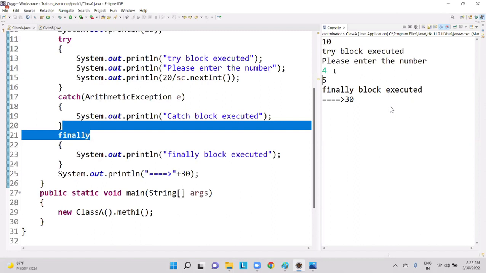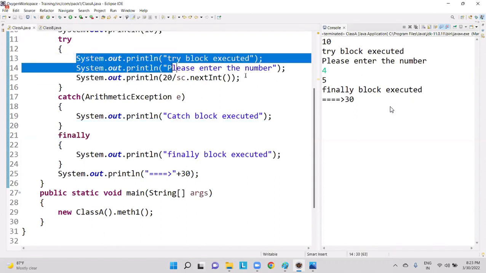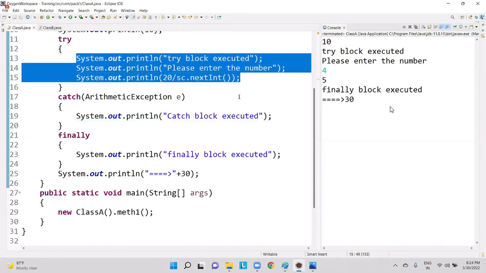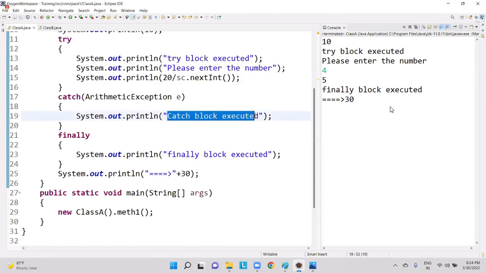Is try block executed? Upendra, follow the concept. Yes, try block got executed. Is catch block executed? No, catch block did not get executed. Why did catch block not get executed?